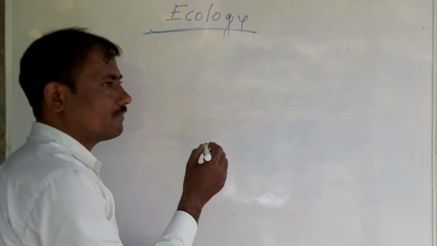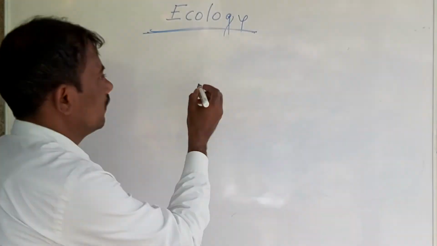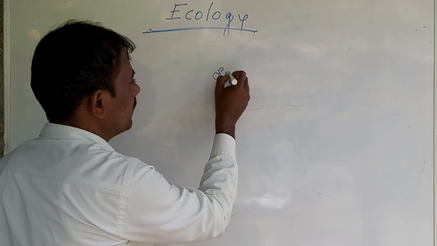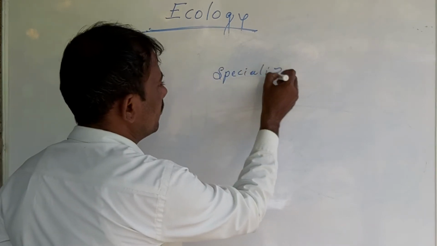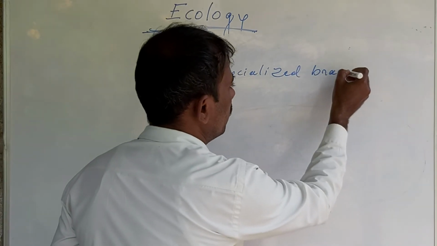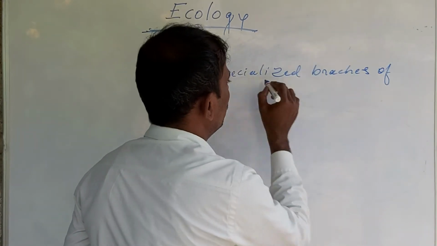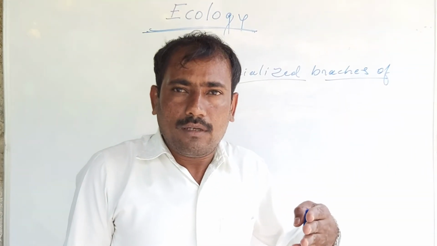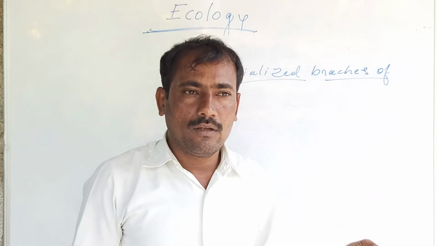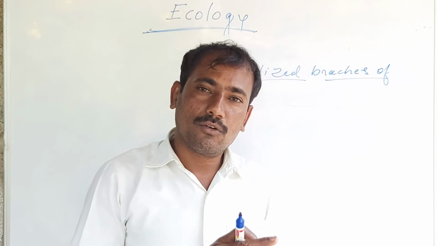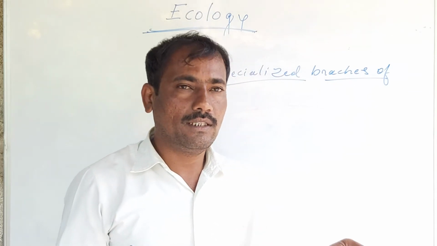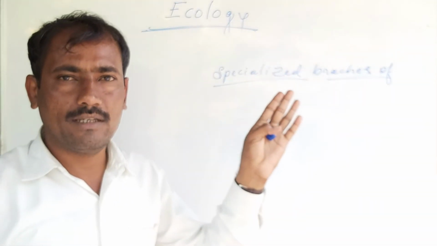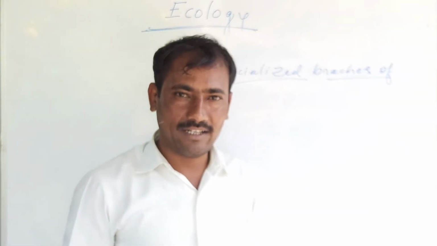So let's take a look at the specialized branches of ecology. There can be many branches of ecology, namely plant ecology, animal ecology, microbial ecology, and so on. There may be a number of ecological branches.